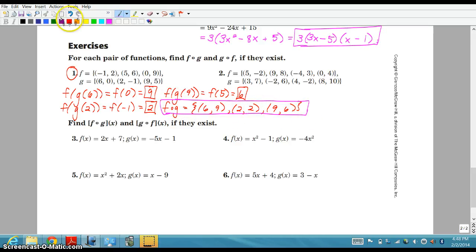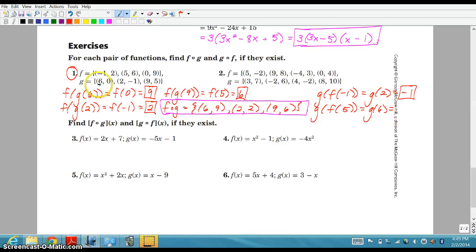Moving on to the composition of g of f of x. I'll go ahead and do that here. So g of f, the first function input for the f is negative 1, so we'll do f of negative 1 first. Turns out f of negative 1 is 2. So I'll take g of 2 then, if it exists, and it does, it looks like. 2 is an input leading to negative 1 in that g function. We'll go ahead and continue with then g of f of 5. F of 5 is 6.